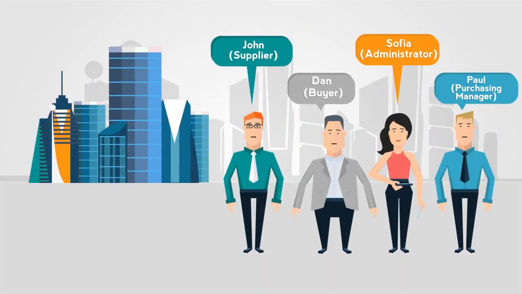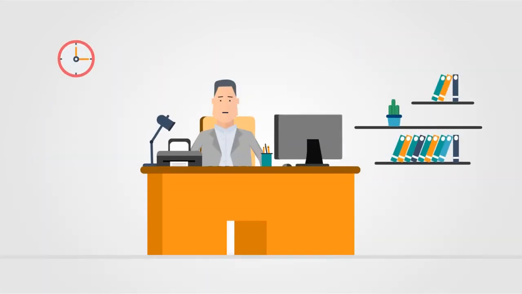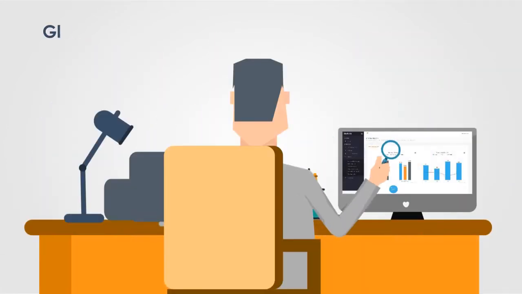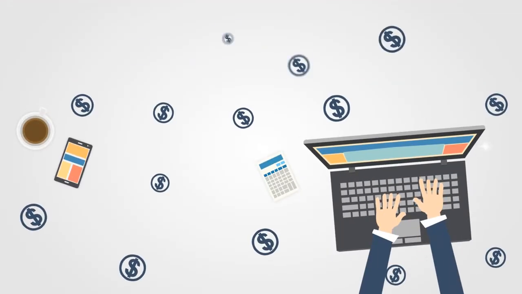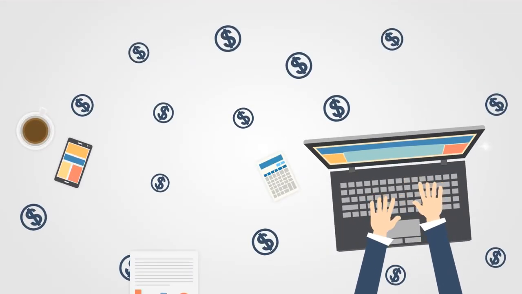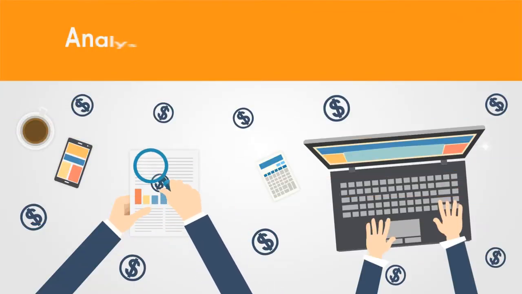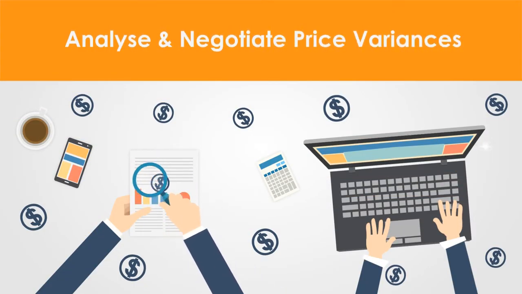MeRLIN can perform a variety of functions specific to work activity. This is Dan, a buyer. He has the global visibility of parts and pricing data. This helps him take the most appropriate purchasing decisions quickly. He need not spend time compiling and manually keying in data. Instead, he's focused on analyzing and negotiating price variances.